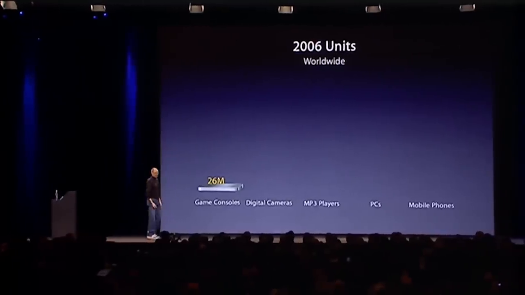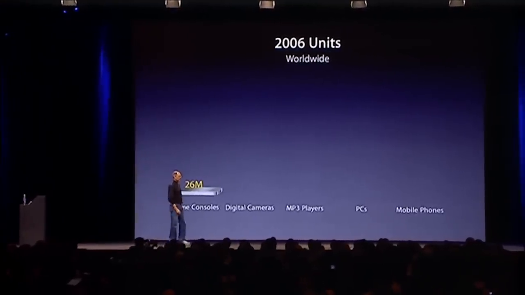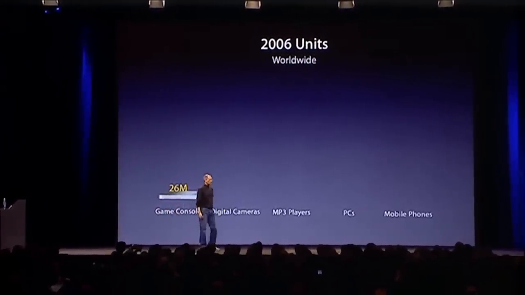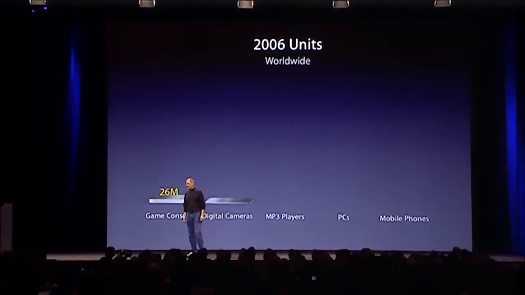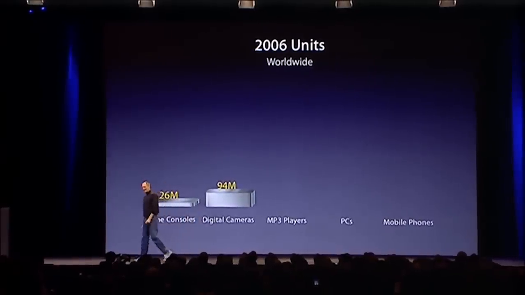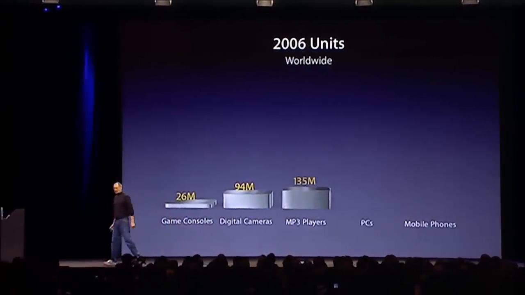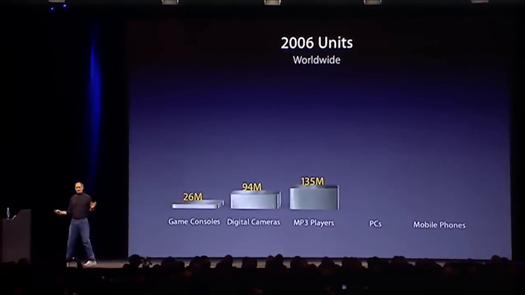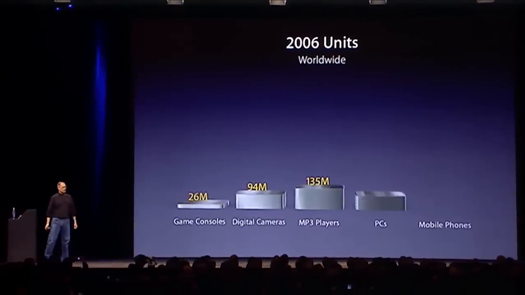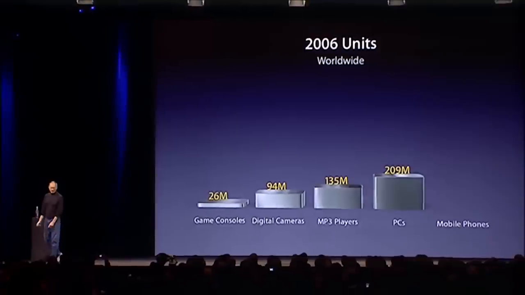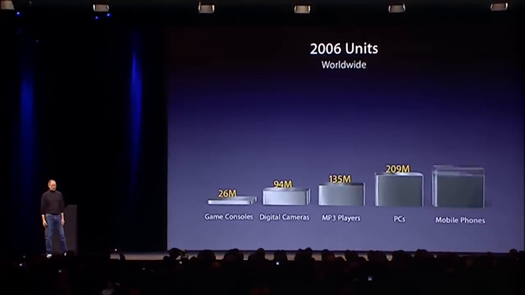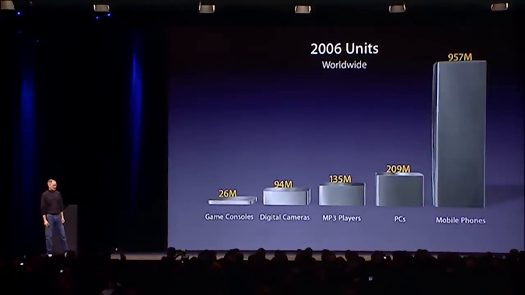Maybe they're going to have to click them for me. So, game consoles: 26 million game consoles were sold in 2006 worldwide. Actually, a little smaller than you'd think. It's not such a big market. Digital cameras dwarfed it at 94 million. MP3 players, 135 million. And PCs, about 209. Mobile phones, just about 1 billion last year worldwide.